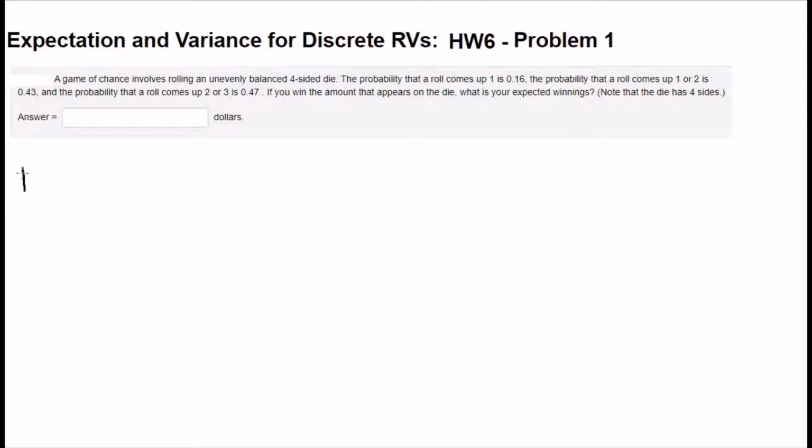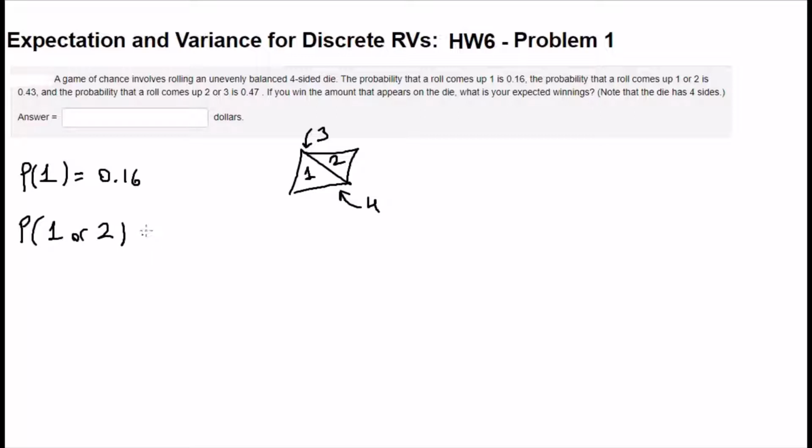So let's write as we are reading. So probability of getting 1 is 0.16. And we have a four-sided unevenly balanced die. So we have numbers like 1, 2, 3 at the other side and number 4 in the bottom, like this. And the probability that a roll comes up 1 or 2 is 0.43. So the probability of 1 or 2 is 0.43.